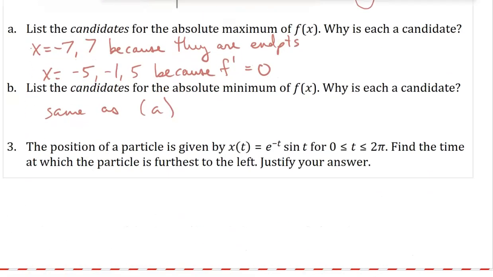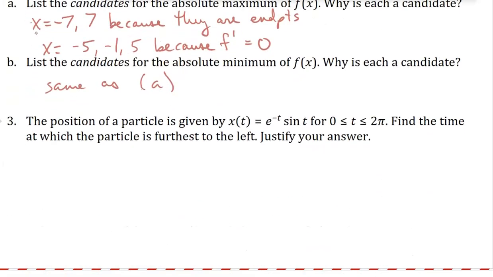Okay. And then lastly, I'm going to need a calculator for this one. The particle position is given by x of t from 0 to 2 pi, closed interval. Find the time at which the particle is furthest to the left. Okay, furthest to the left means I'm looking for the absolute minimum value of position. So I'm looking for the absolute min of x of t. So we're going to find x prime.